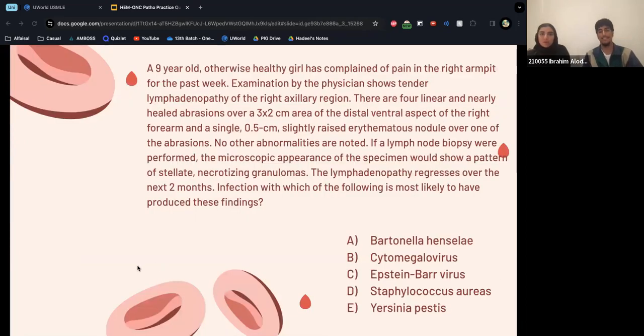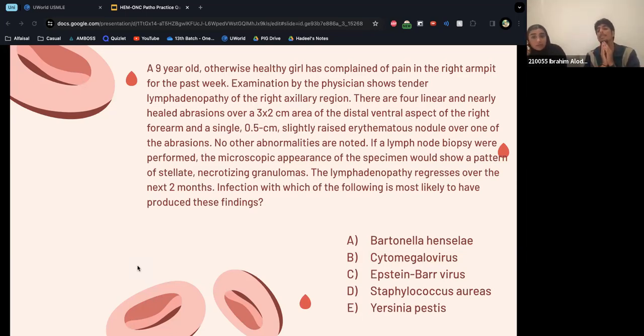All right, a 9-year-old otherwise healthy girl has complained of pain in her right armpit for the past week. Examination by the physician shows tender lymphadenopathy of the right axillary region. There are 4 linear and nearly healed abrasions over a 3 by 2 centimeter area of the distal ventral aspect of the right forearm, and a single 0.5 centimeter slightly raised erythematous nodule over one of the abrasions. No other abnormalities are noted. If a lymph node biopsy were to be performed, the microscopic appearance of the specimen would show a pattern of stellate necrotizing granulomas. The lymphadenopathy regresses over the next 2 months.